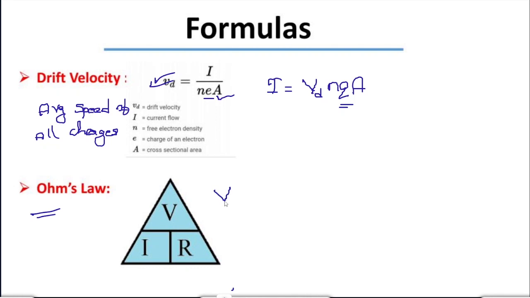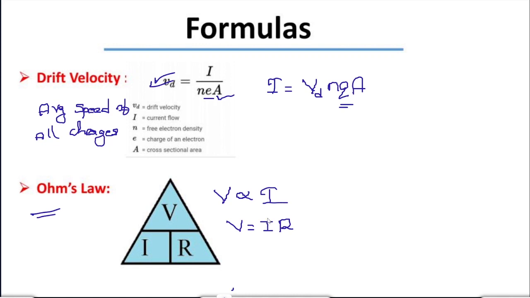So in any current carrying conductor, here V indicates voltage. The potential difference between any 2 points in a conductor is directly proportional to the current passing through. So if current increases, then voltage increases. If current drops, then voltage also drops. Got it? But here, if we remove this proportionality, we will get one constant, that is R. So this is nothing but resistance.